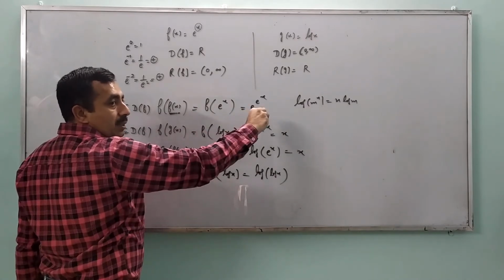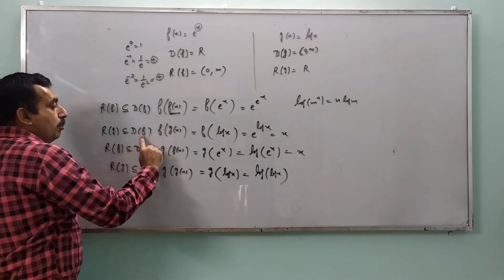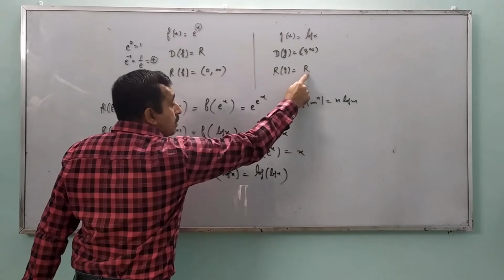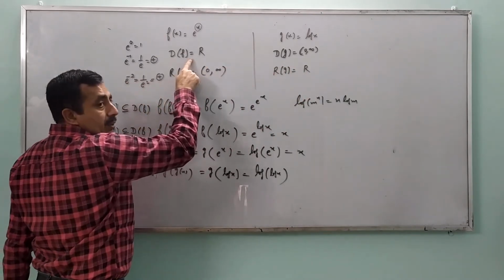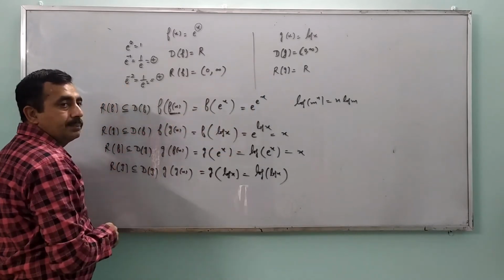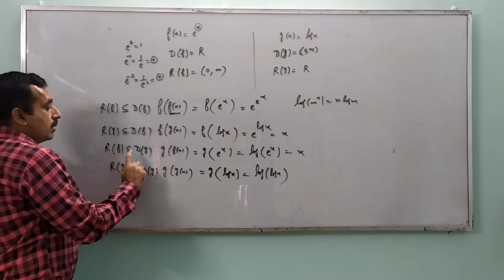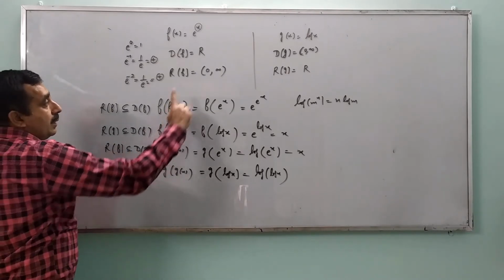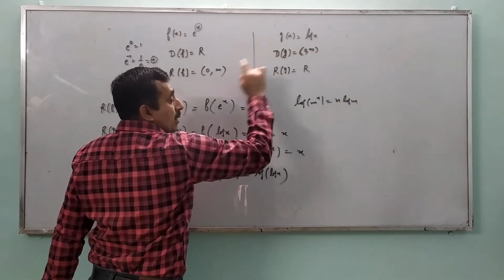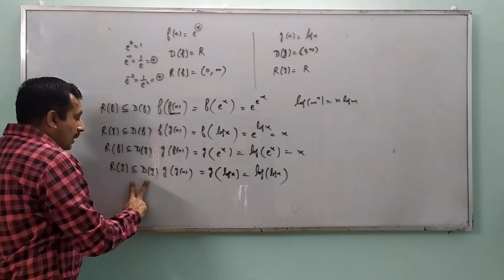It will exist. Now come here. Range of g should be a subset of domain of f. So this condition is also satisfied. It will exist. See this. It will exist when the range of f is a subset of the domain of g. So this condition is also satisfied. Therefore, this also exists.